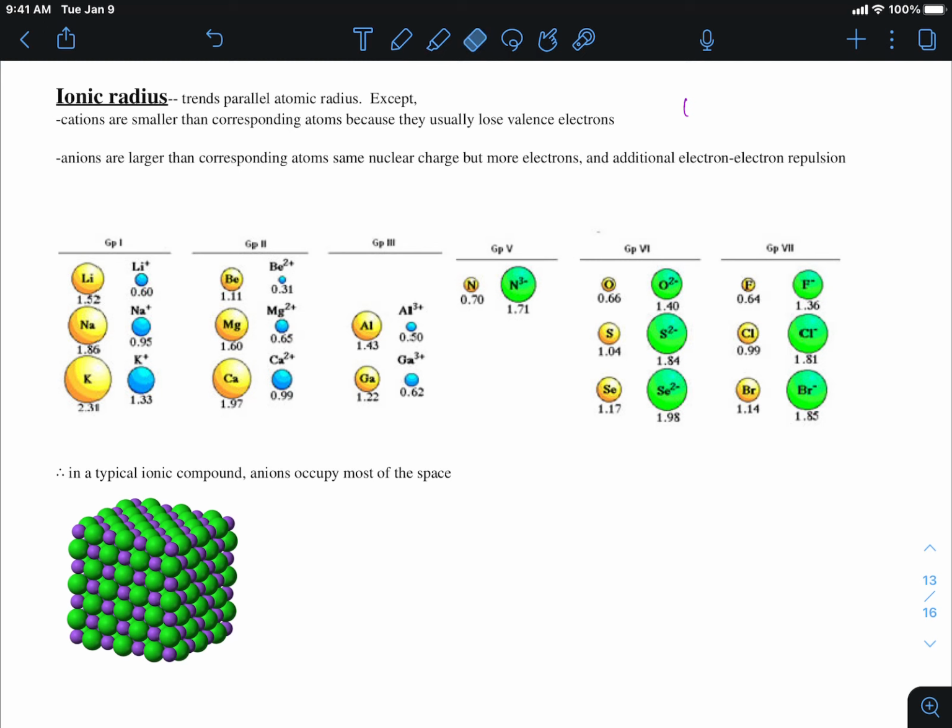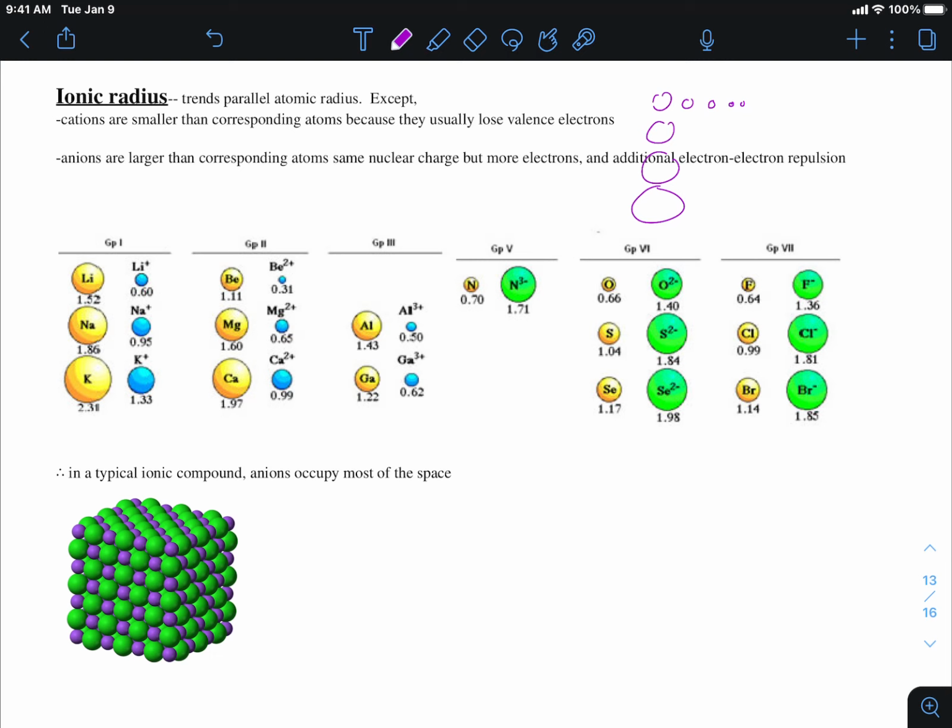So when you go left to right, it gets smaller. And when you go down, we know they get bigger. And the reason for them getting bigger when we go down in a family is what? More energy levels. Yes, more layers.